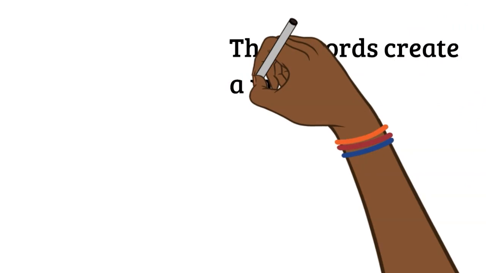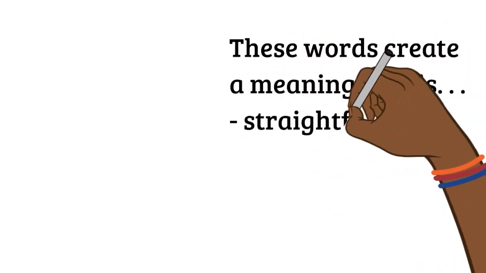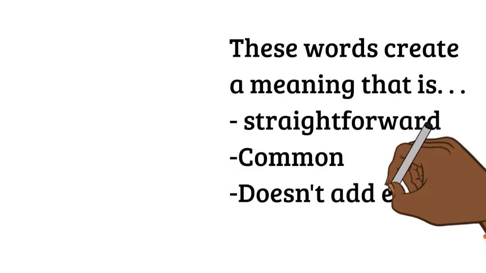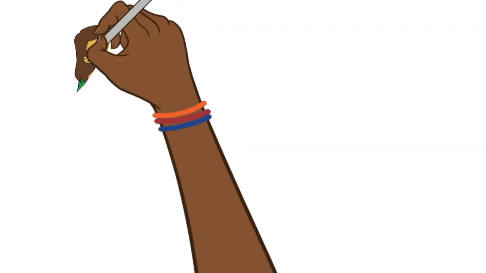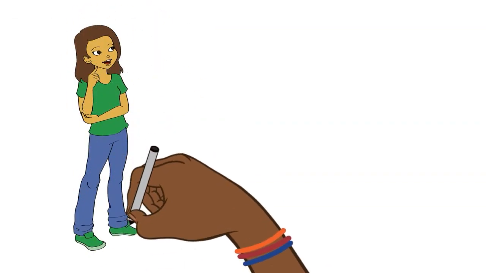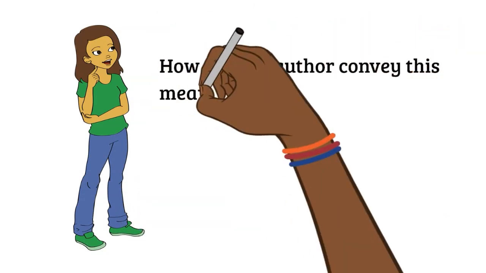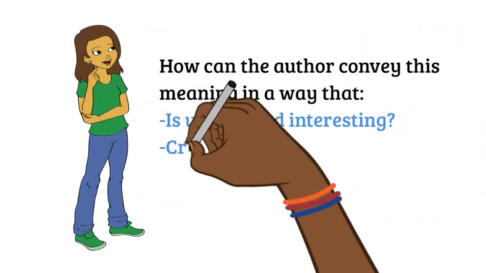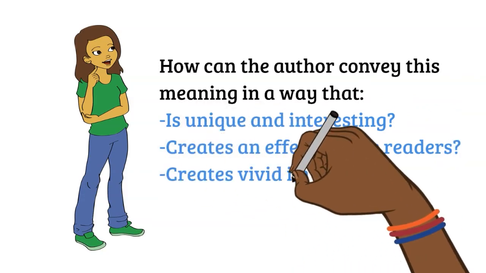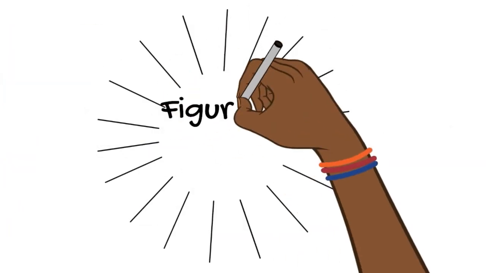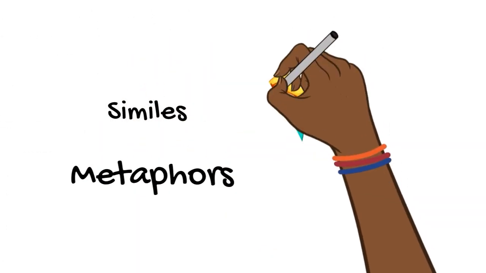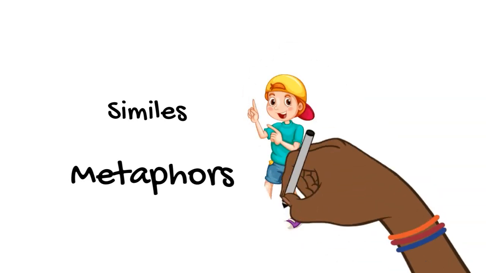This detail conveys a meaning using word choice that is straightforward, common, and doesn't add any type of effect to the writing. But what can the writer do to convey this same meaning but in a more unique way? What can they do to add a little more effect for the reader? The writer can employ the technique of using figurative language. We will only talk about two of the many figurative elements: metaphor and simile.